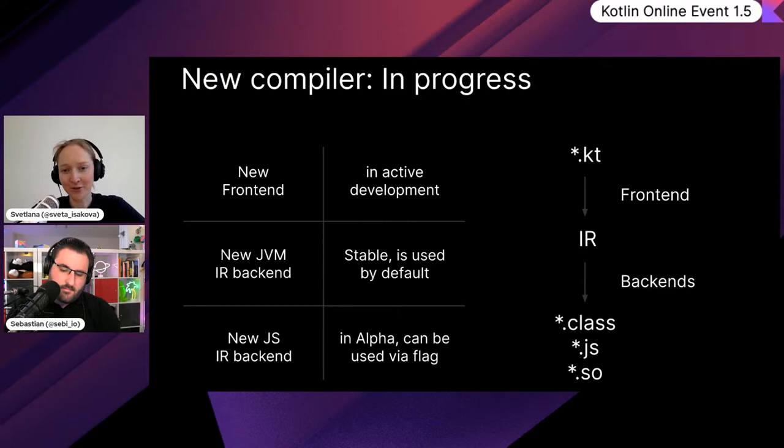All right, so looking at this slide and this table, I have a question for you, Sveta. Why is there no native IR backend on this slide? Good question. The native backend was IR from the very beginning. At first, JVM and JS started, and they used a different structure. There was no internal intermediate representation. But starting from native, it was decided that it's easier to introduce this intermediate representation so that in the future, backends could also use it. So afterwards, other backends started to be rewritten to this IR.